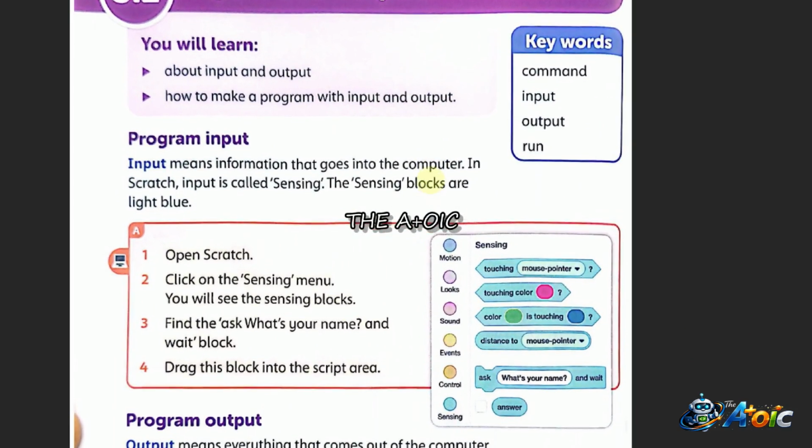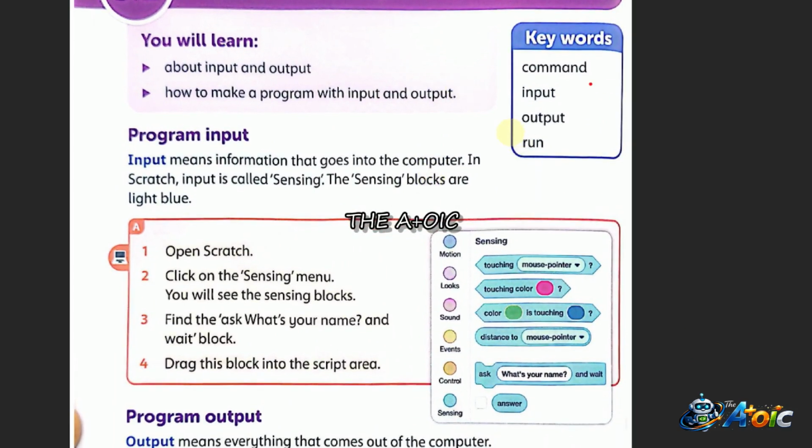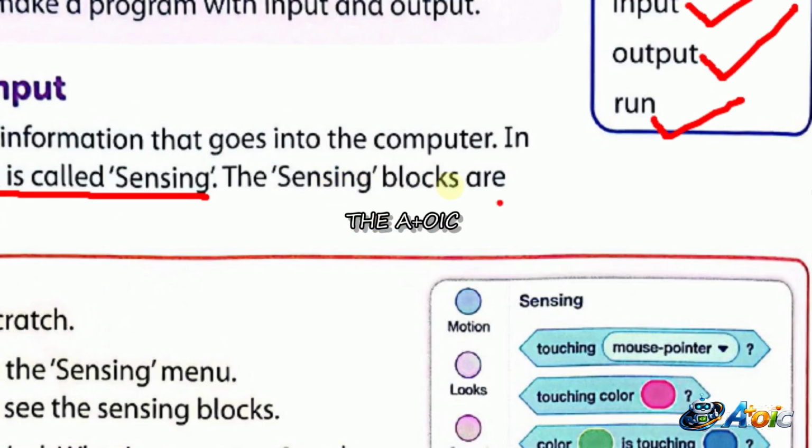I've defined these: command is for instructions given to the computer or to the sprite, input is data sent into the computer, output is the result, and then run, starting it. So input means information that goes into the computer, right? In Scratch, input is called sensing. So take note, okay, take note. In Scratch, input is called sensing.